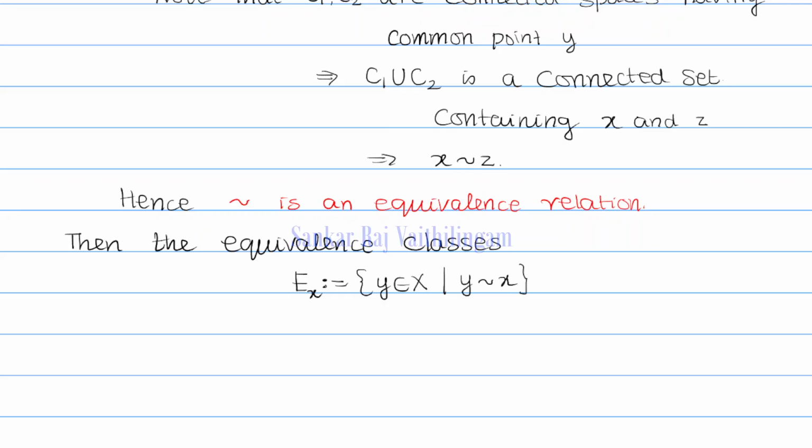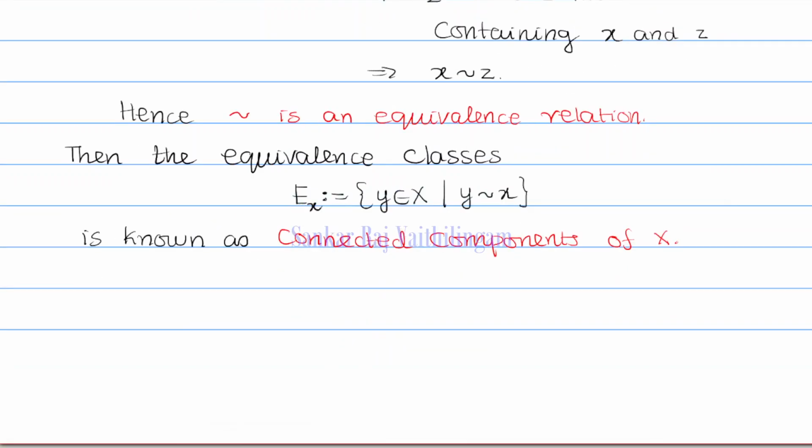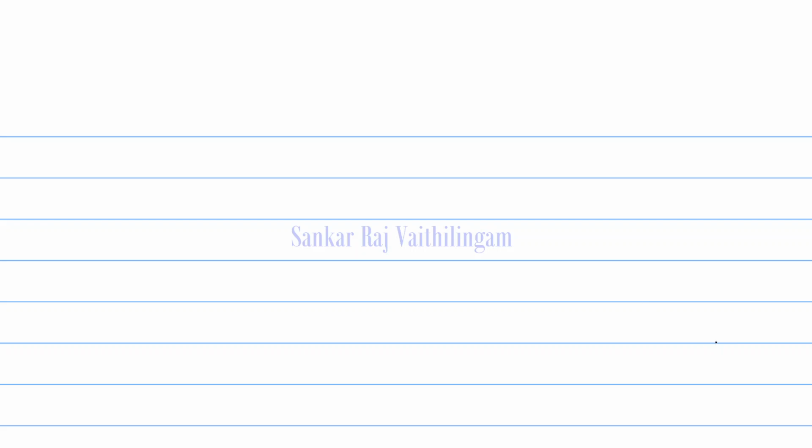Okay, equivalence classes are known as connected components of capital X. So we are having this. This is what is called connected components. Okay, so now we shall see how these connected components look, we shall see a simple theorem. I take the next page. So we will go for a theorem.